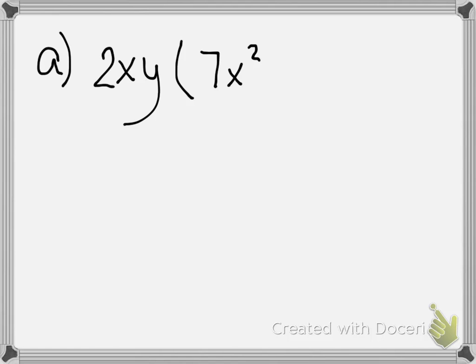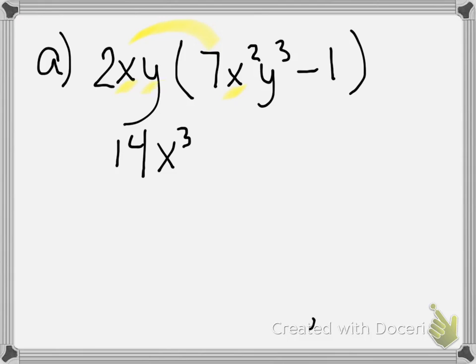Now we'll go to some where there's more than one variable. So if I have 2xy times 7x squared y cubed minus 1, it's still a monomial times a binomial. You're still going to have to use your distributive property. You just have more than one variable, and that's okay. So 2xy times 7x squared y cubed. The numbers 2 times 7 make 14. If you look at the variables, x and x squared make x cubed, and y and y cubed make y to the fourth.